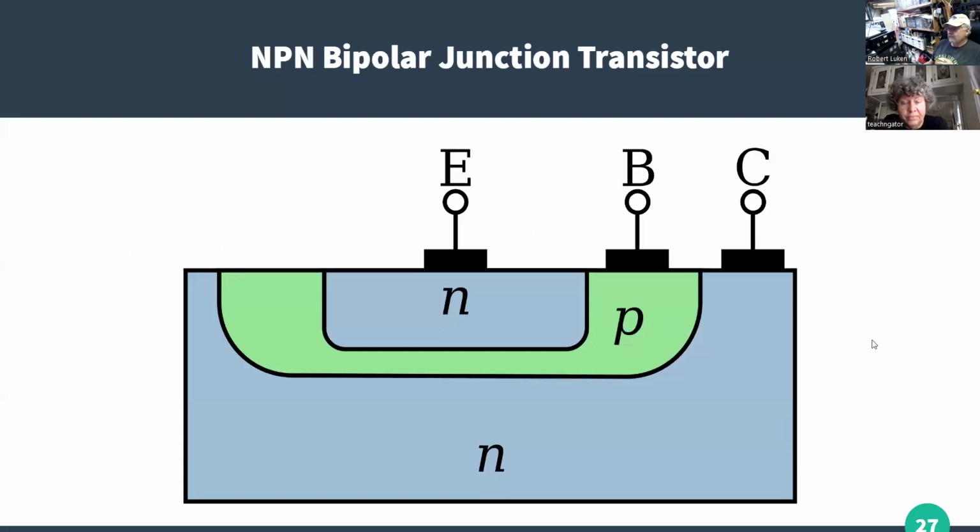This is a kind of a slice through what the silicon device would actually look like, where you have this N material, some P material, which becomes your base, and some more N material, which becomes the emitter. So this junction along here is your diode, just like we had in a single diode. And current flowing that way causes current to flow this way.